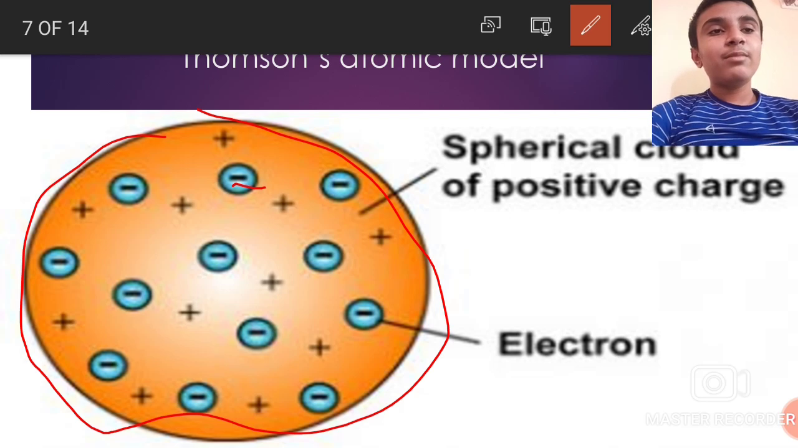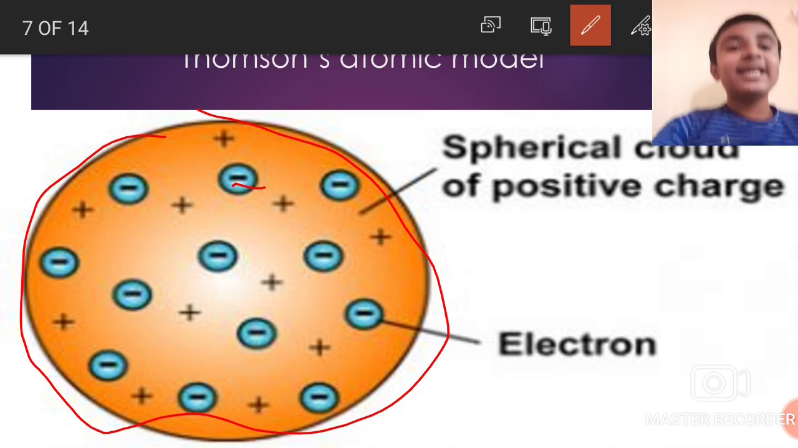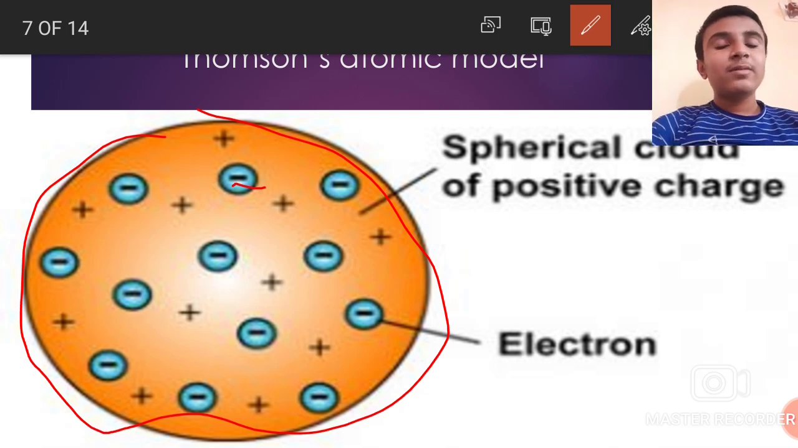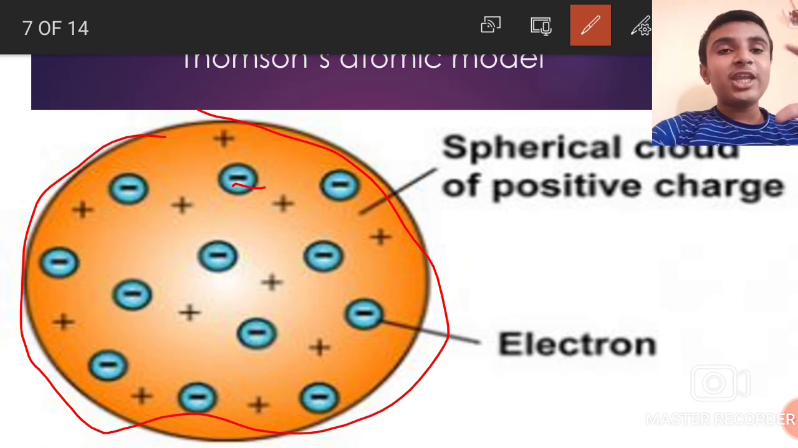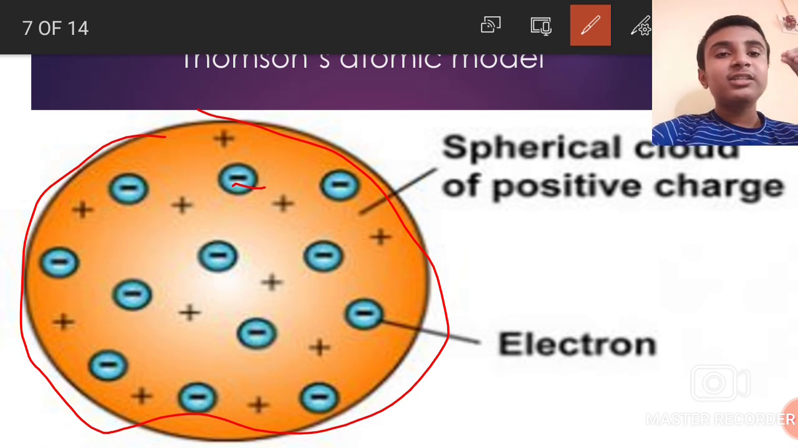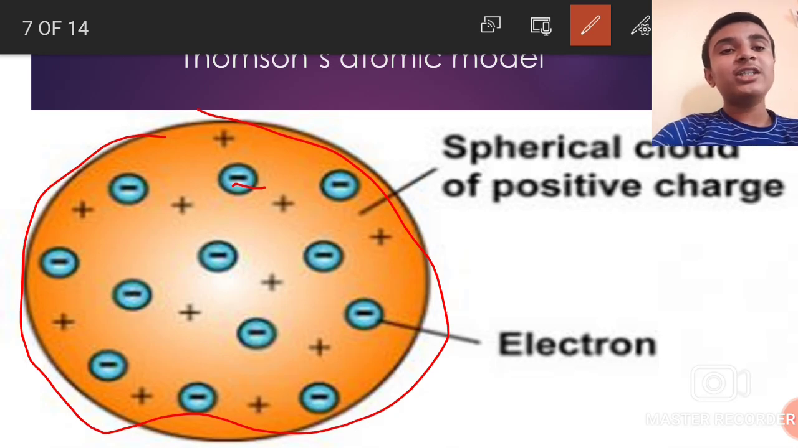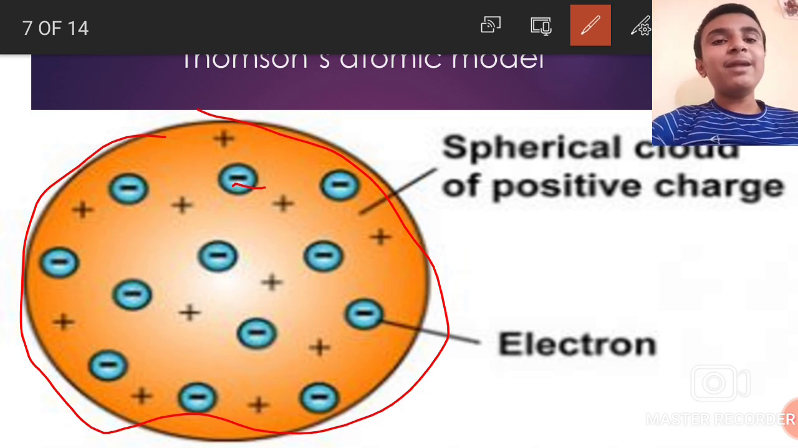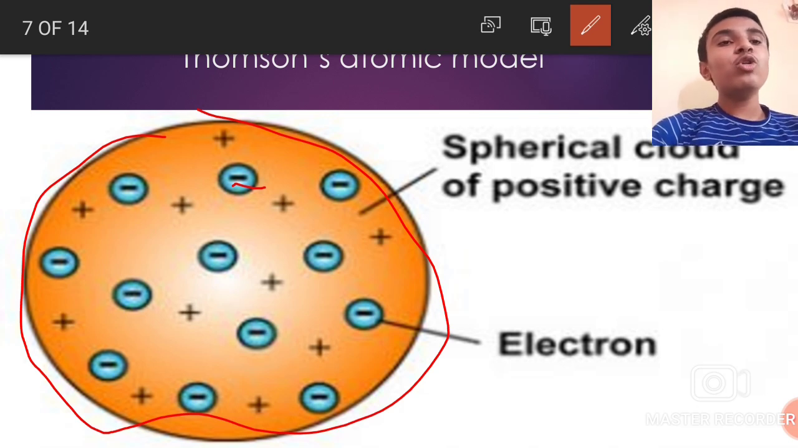He gave a name to this negative charge: electrons. When the spherical cloud of positive charge is there, the electrons are embedded in it. So the positive charge is balanced by the negative charge, the electrons. The number of positive charges and negative charges are the same in an atom, so the atom is electrically neutral.